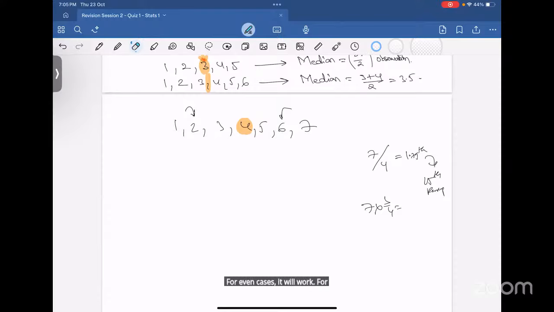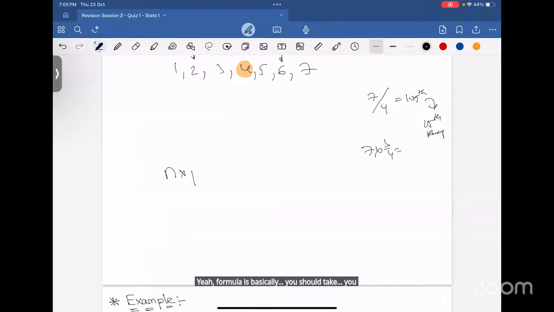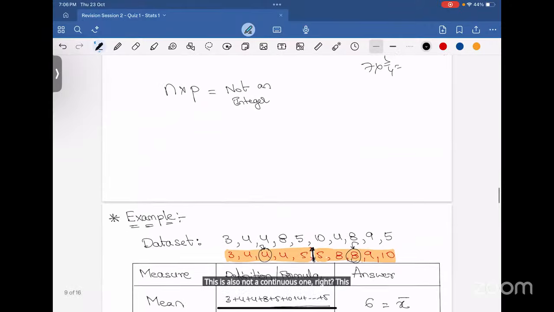For an odd number of observations, maybe what we can do. Can you provide the formula for that? Yeah, the formula is basically you should do n times p, where p is just the percentile. So if we ask you for the 25th percentile, p will be 25 by 100. If you are taking continuous observations, right? If it is something other than a continuous one, then this is also not a continuous one, right?